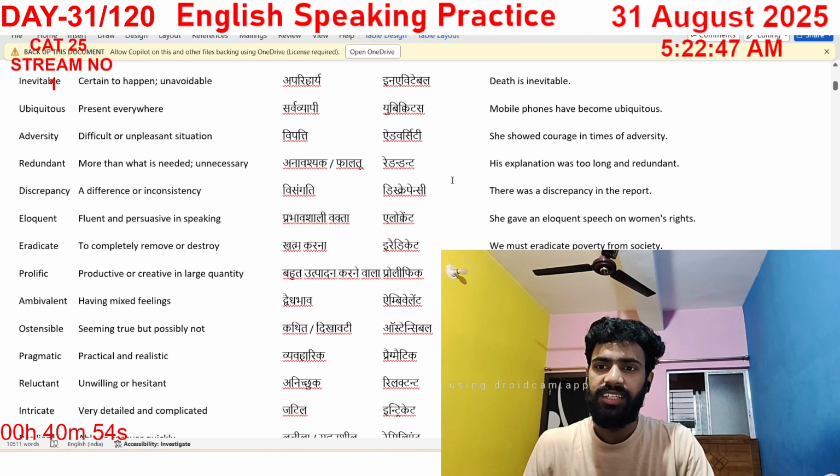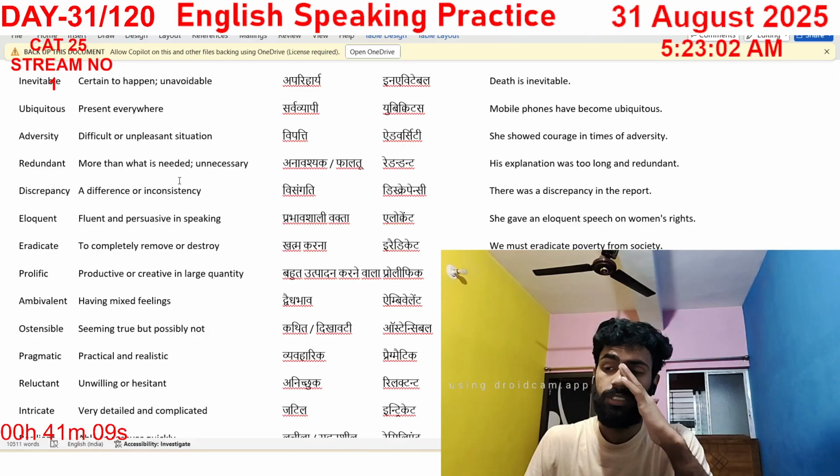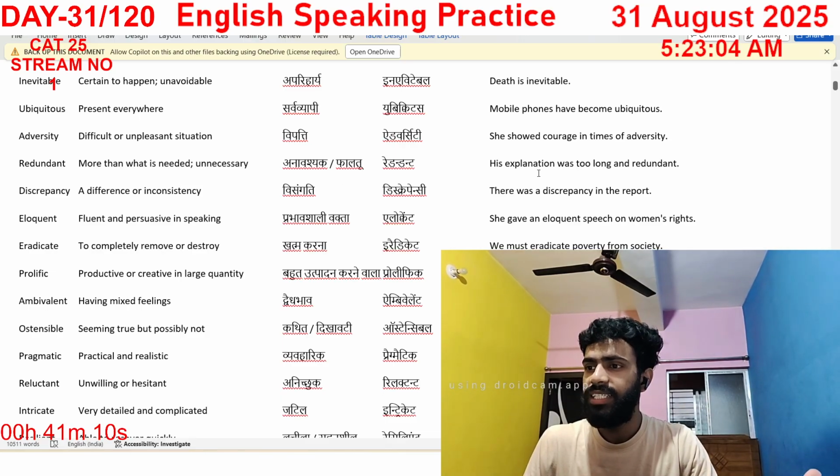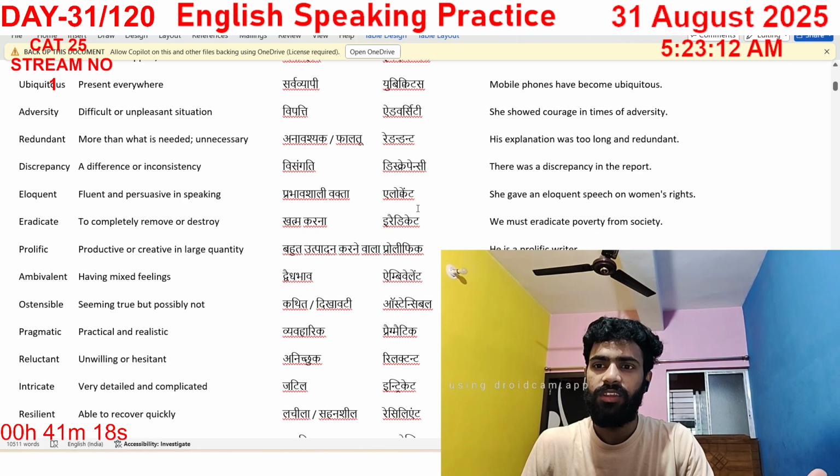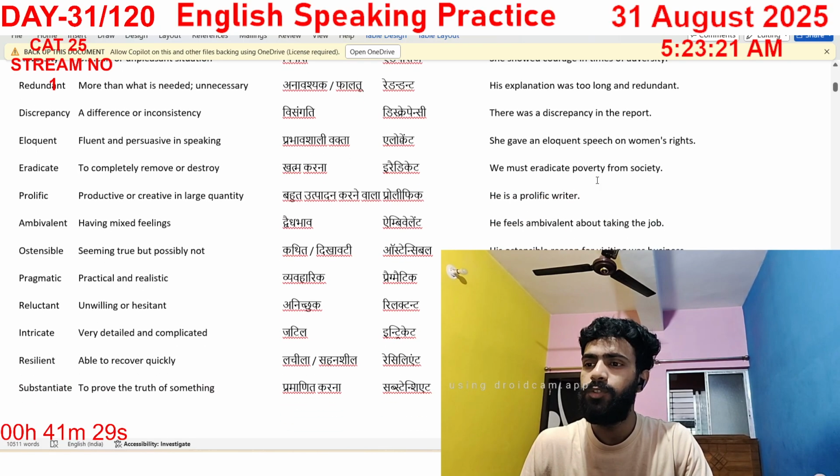Then redundant. Redundant means anavasyak or faltu, more than what is needed, unnecessary. His explanation was too long and redundant. Discrepancy means a difference or inconsistency, visangati. There was a discrepancy in the report.